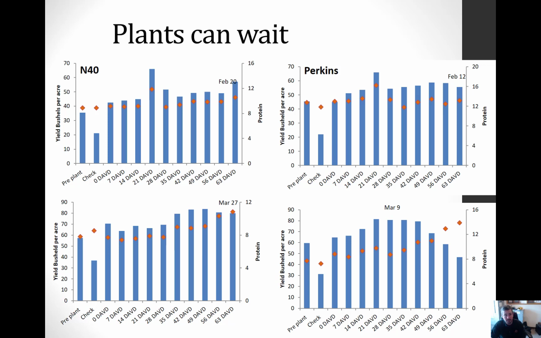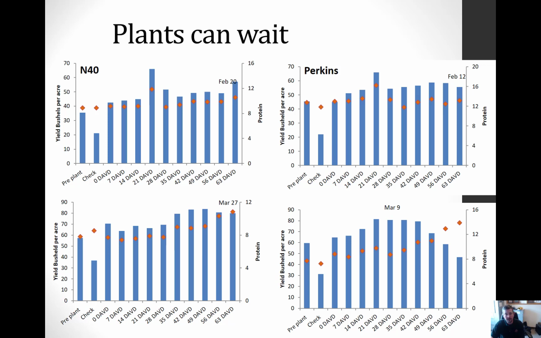Look at the pre-plant, 35 bushel for the pre-plant 90. Up here at February 20th, we're at 55 bushel. We had a 20 bushel increase. Perkins, 45 bushel pre-plant. We go all the way out. We're about mid-February, we're topping out here. We're at 60. We're again increasing yield by 15 to 20 bushel.